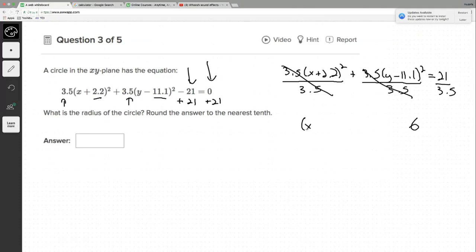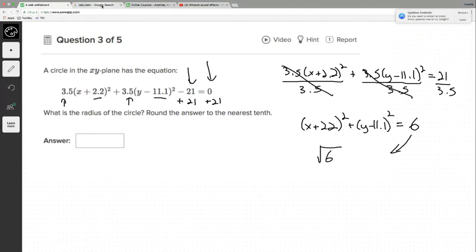And now we have x plus 2.2 squared plus y minus 11.1 squared equals 6. Again, you can go ahead and double check that in your calculator. You're more than welcome to come test day, just to make sure your arithmetic is right. Now we've got the right setup. And you do need a calculator for this one, because the radius is now going to be the square root of 6, and we need to round to the nearest tenth. I don't know what the square root of 6 rounds to, so I'm going to have to use a calculator.